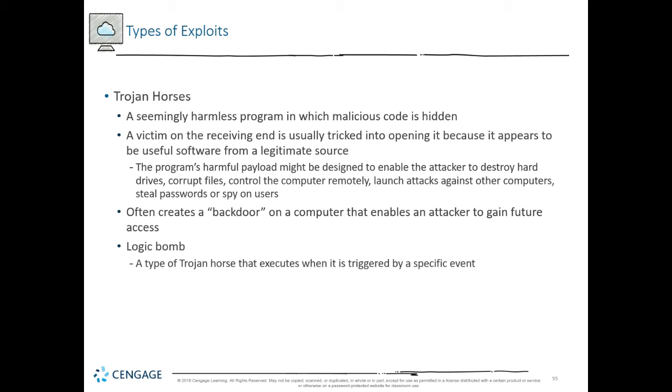Types of exploits. Trojan horse, a seemingly harmless program in which hides malicious code. A victim on the receiving end is usually tricked into opening it because it appears to be useful software from a legitimate source. The program's harmful payload might be designed to enable the attacker to destroy hard drives, corrupt files, control the computer remotely, launch attacks against other computers, steal passwords, or spy on users. Often creates a backdoor on the computer that enables an attacker to gain future access. Logic bomb, a type of Trojan horse that executes when triggered by a specific event.